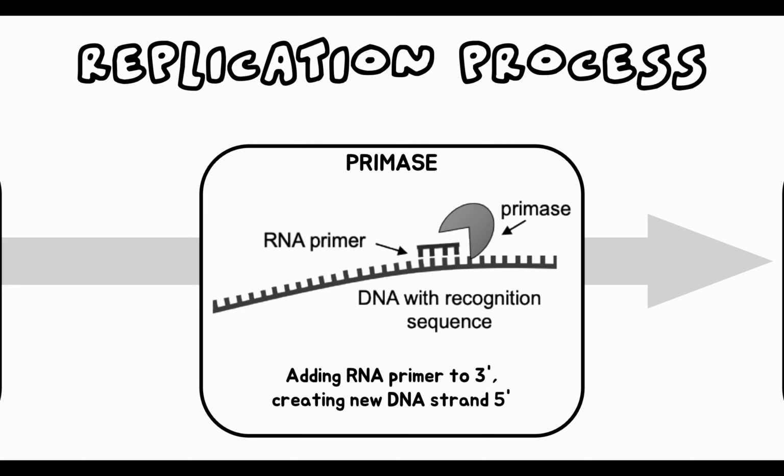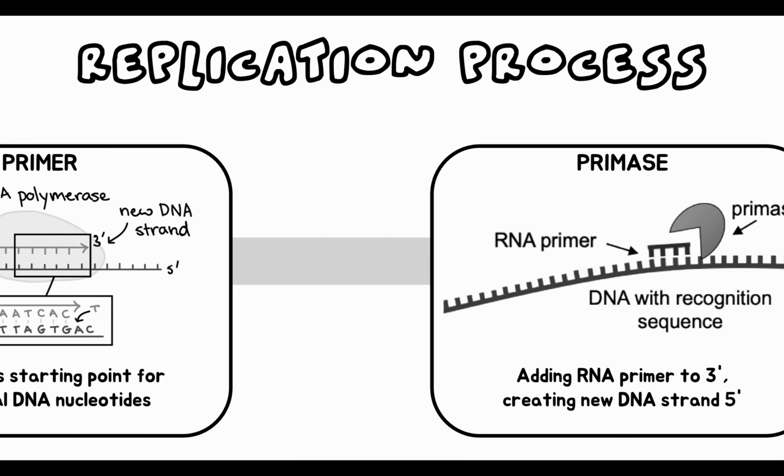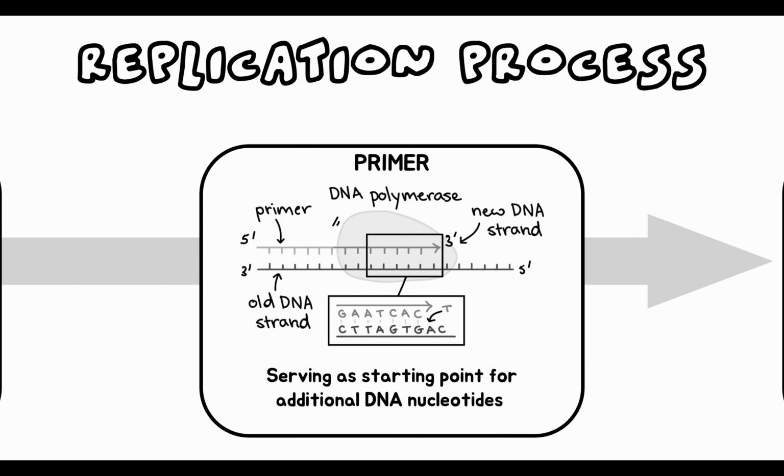At the end of these steps, primase adds an RNA primer to the DNA strand 3' direction and creates a new DNA strand 5' direction. The primer consists of 5 to 10 RNA nucleotides and serves as an initiation point for additional DNA nucleotides.